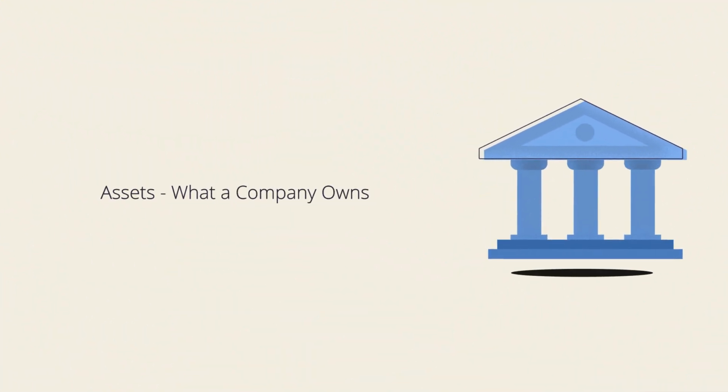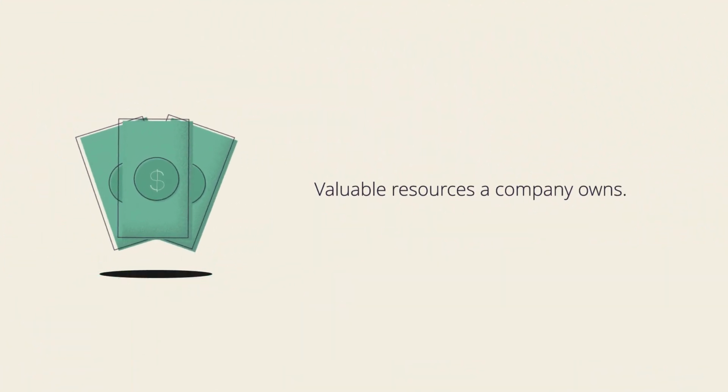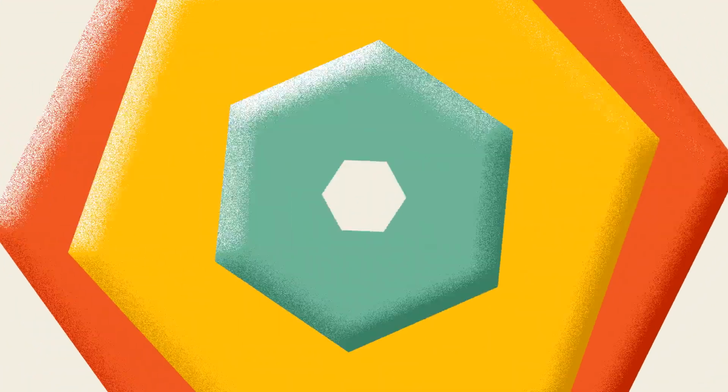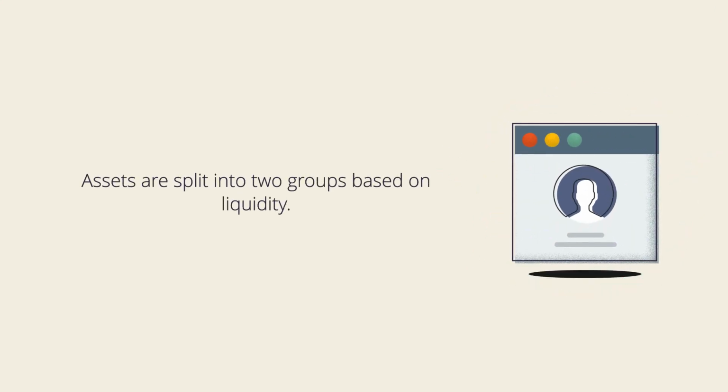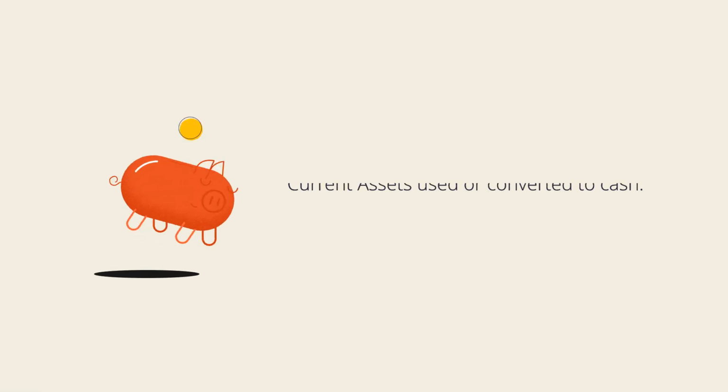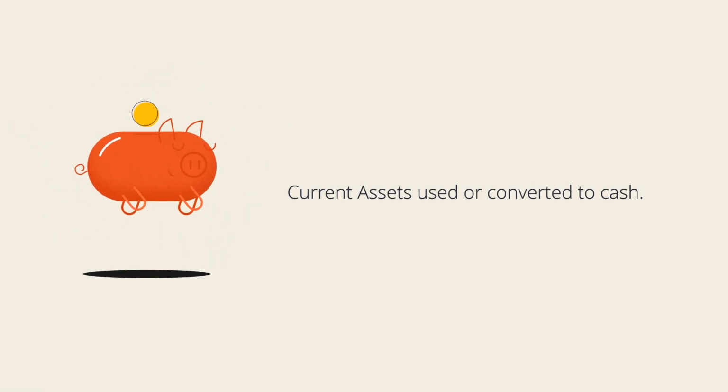Section 1. Assets, what a company owns. Assets are valuable resources a company owns that provide future benefit. They're split into two groups based on liquidity, how fast they can become cash. Current assets are used or converted to cash within a year.